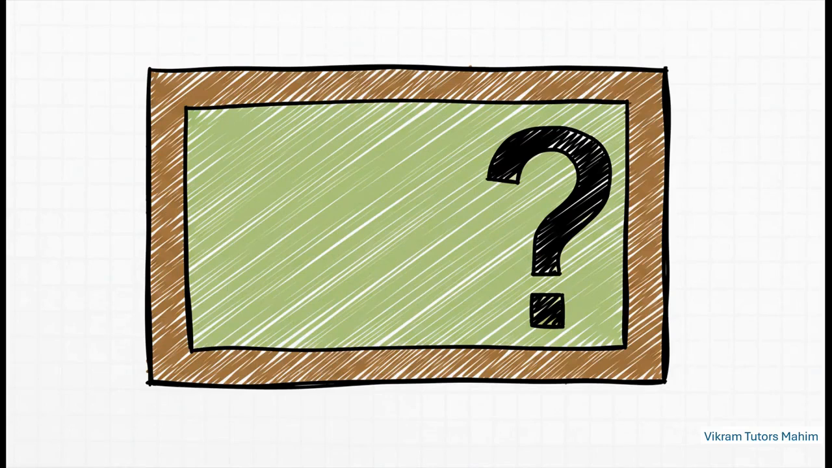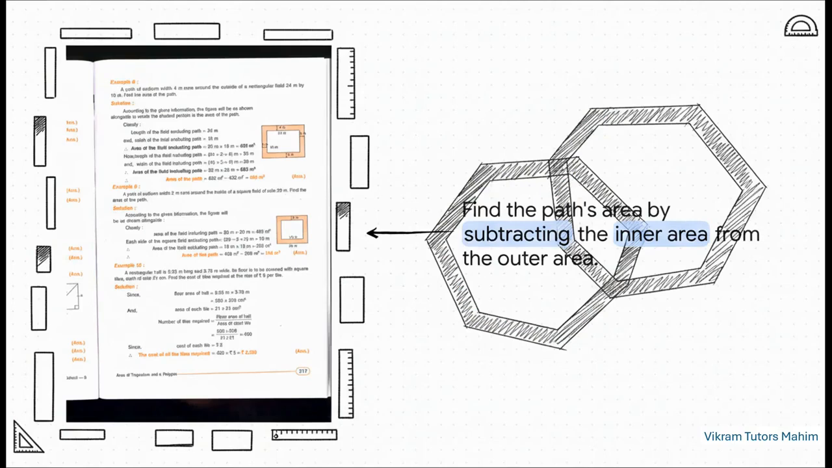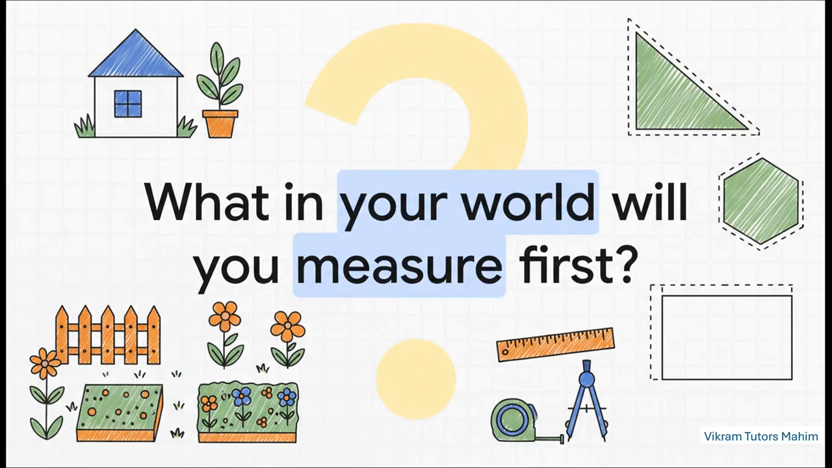Okay, what about calculating the area of just a path around a field, like in this example? The trick is actually simple. Calculate the area of the big outer rectangle and just subtract the inner one. From gardens to rooms, the world is full of shapes. So now that you have the tools, what will you measure?